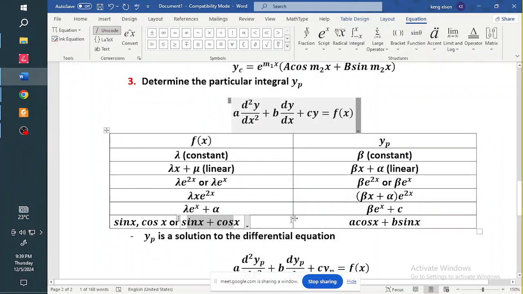If you have sine x, or you have cos x, or you have a combination of sine x and cos x, your yp will be of the same form. It's just going to be a cos x plus b sine x. So whether your f of x is just sine x, or just cos x, or sine x plus cos x, your yp must be of the form a cos x plus b sine x. So that's basically what the table is all about. In different situations, you need to let your yp be different functions, and then you find the unknowns there.